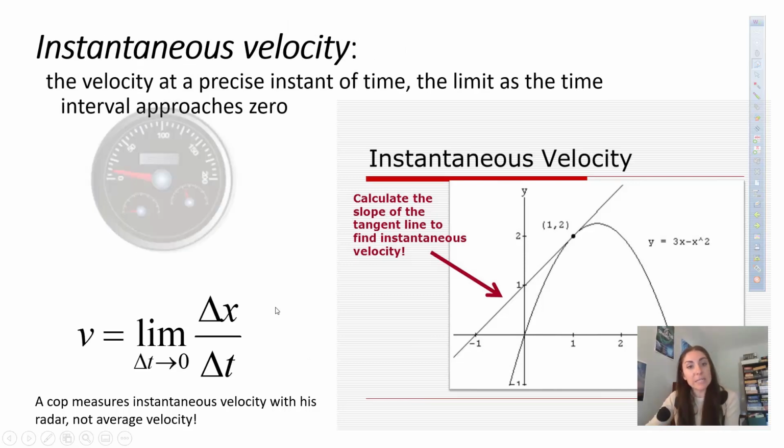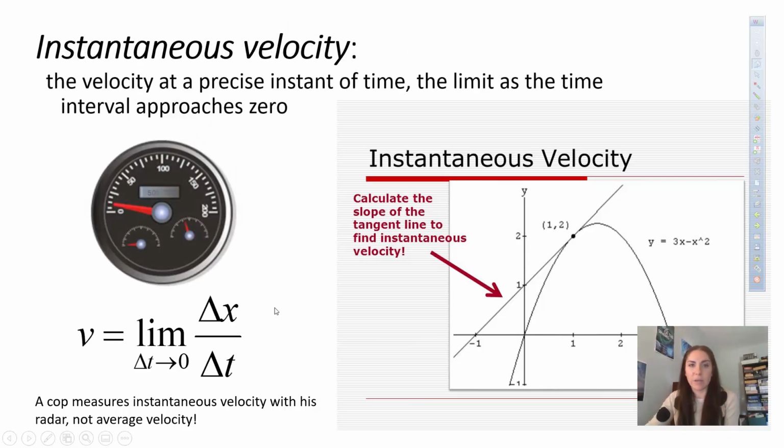So instantaneous velocity is the velocity you're going at that one moment. When you look at your car speedometer, I have a new car, it's not new anymore. It's the first car I bought since I graduated. It was cool because it tells me my average velocity. It's one of the statistics you can get out of your car. But if you look at your speedometer at any one moment, that is your instantaneous velocity.